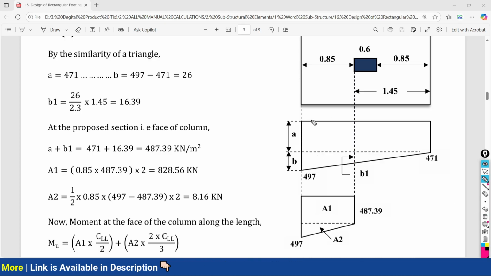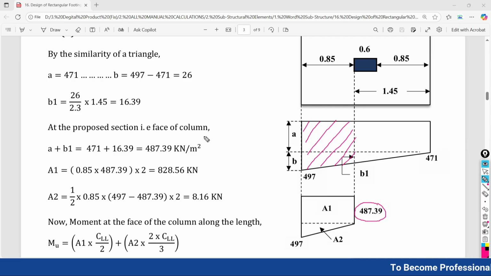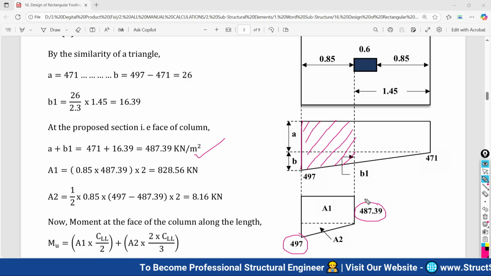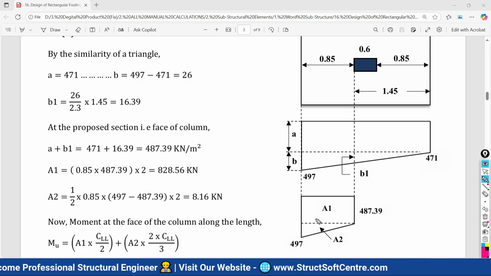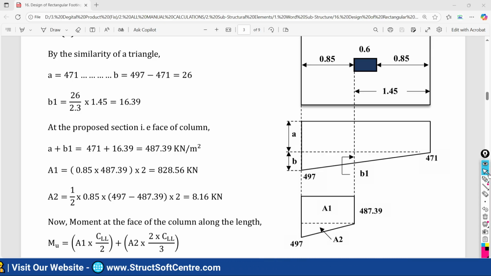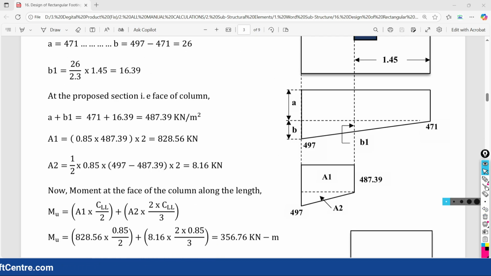Now we are going to take this entire section separately, outside. The total height at this section is 487.39, which we already calculated here, and this is the total height at the edge, 497. Now we have to do the movement. Our objective is not to calculate A, B, C. That is not our objective. Our objective is to calculate the movement at the face of your column. So now we are taking this part separately.